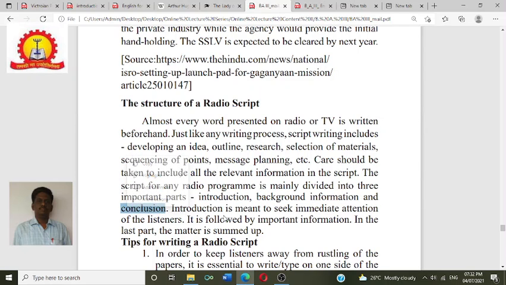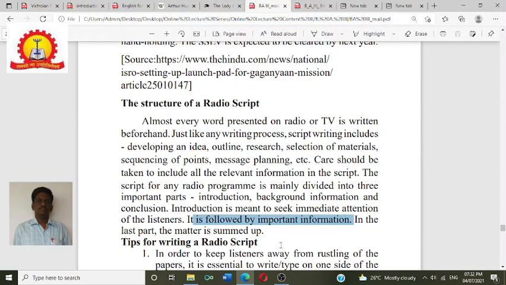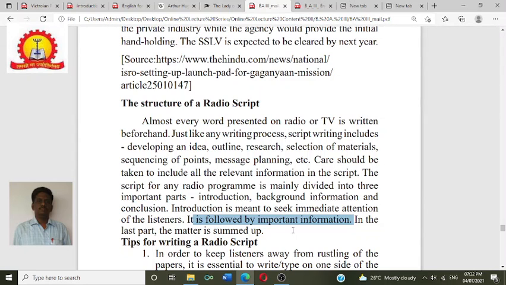So introduction is meant to seek immediate attention of the listeners. It is followed by important information, that is the background information, and in the last part it is summed up. So this is the structure of a radio script, and it is not very different from the script for a television and a script for a print media.